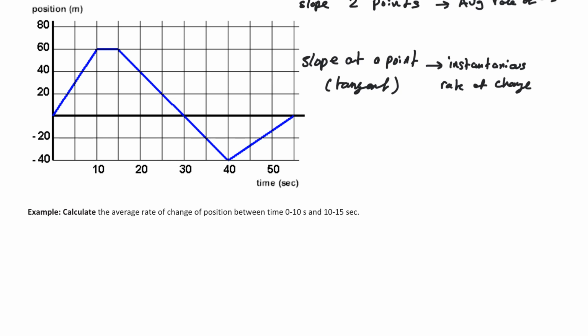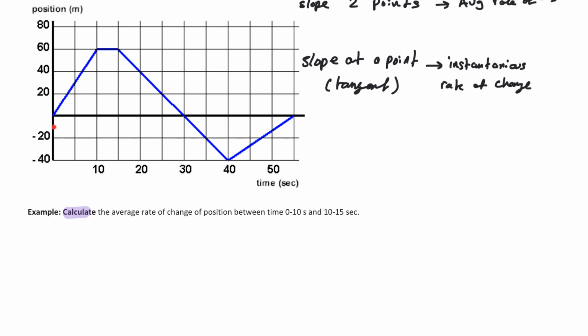Okay, so the question says to calculate. Calculate is a key command term used to signify that you have to show your work as you're doing the calculation, and you have to show the final answer. So we'll have to do that. In this case, calculate the average rate. Average refers to having 2 points, and average rate of change of position. So we're trying to figure out what is the average rate of change of position.